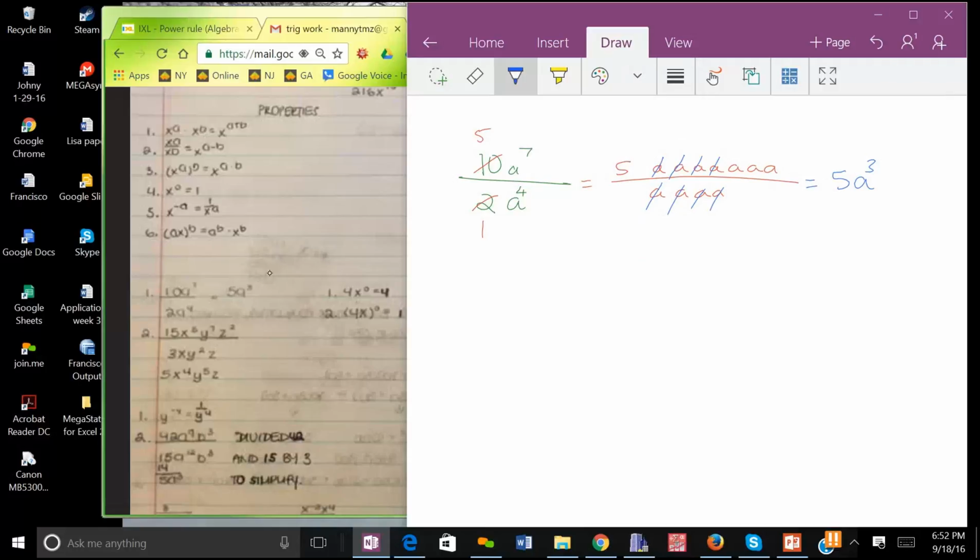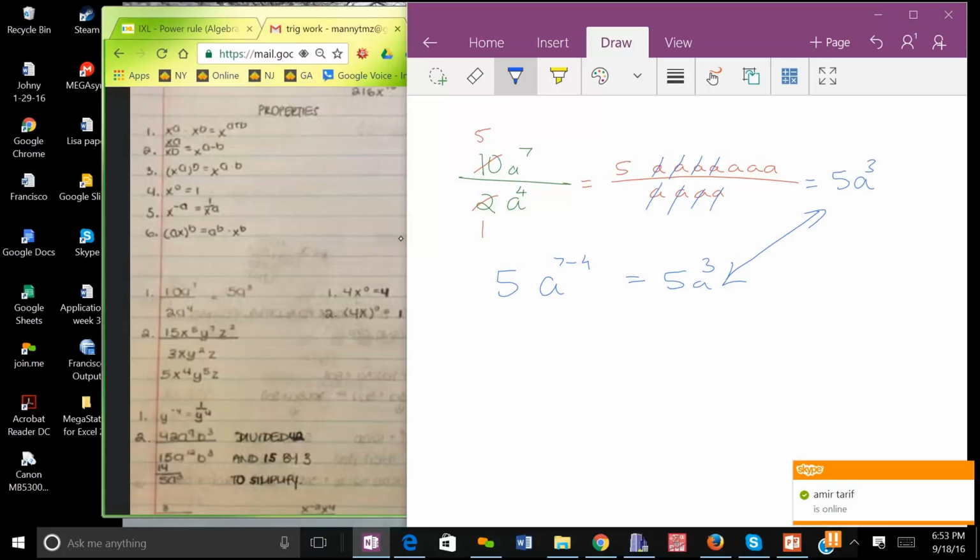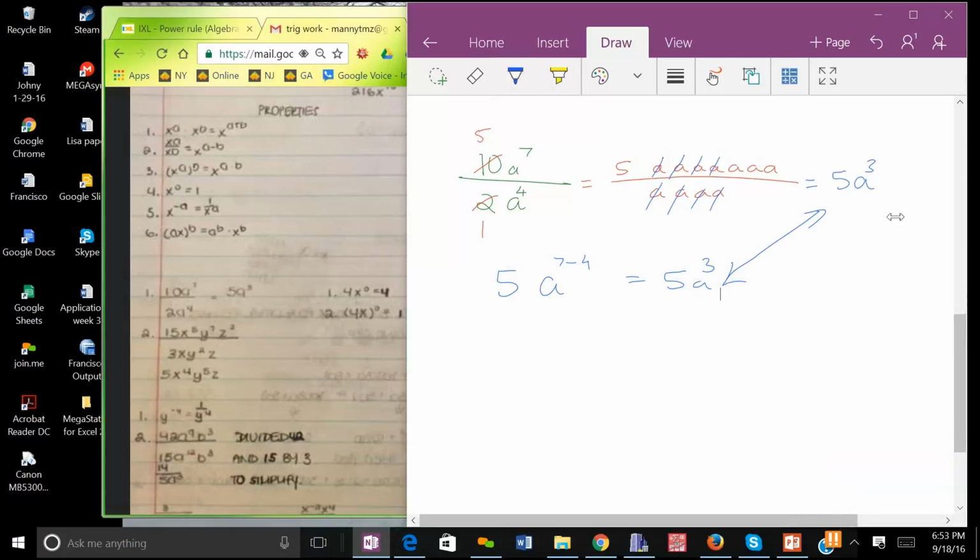Now, you also need to be able to do it by property number 2. Look at that. You could have done 5a, and look at property number 2. If it's at the bottom, you subtract it. 5a cubed, which is the same thing, right? That's like a shortcut. I just wanted to show you the reason why that shortcut works, because you can spread it out. Make sense? Okay.